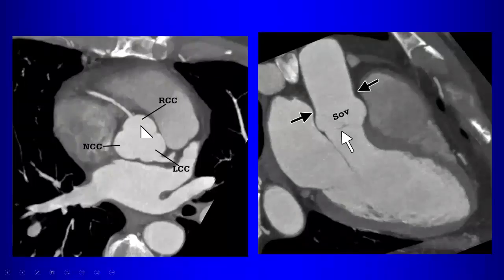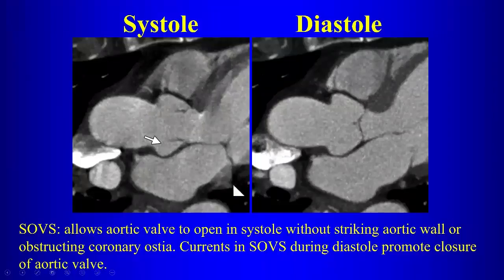So the sinuses of Valsalva, we talked about these guys. So these are the sinuses of Valsalva. You have the cusps of the aortic valve. There's the non-coronary cusp, and the landmark for that is going to be the interatrial septum. Then you have the right cusp, and then you have the left cusp. And that dilatation of the aorta right above the aortic valve, those are the sinuses of Valsalva.